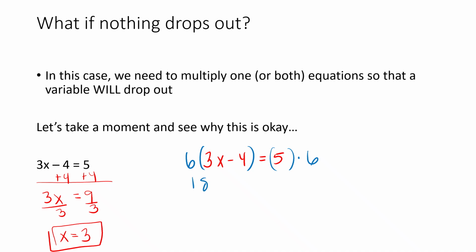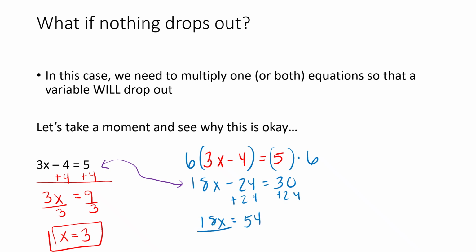So this would then become 18x minus 24 is equal to 30. So what I've generated here is essentially an equivalent equation with bigger numbers. So let's go ahead and solve this equation and see what we get. So I'm going to add the 24 to both sides. So I get 18x is equal to 54. And then I go and divide both sides by 18. And what we notice is we still get x is equal to 3.